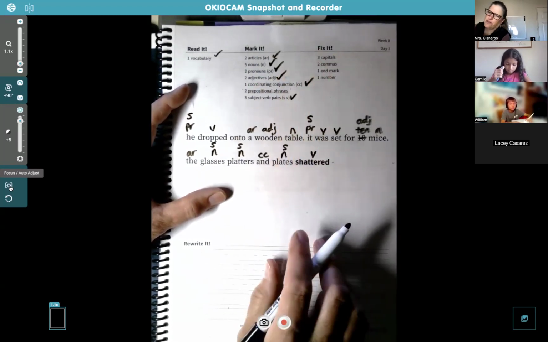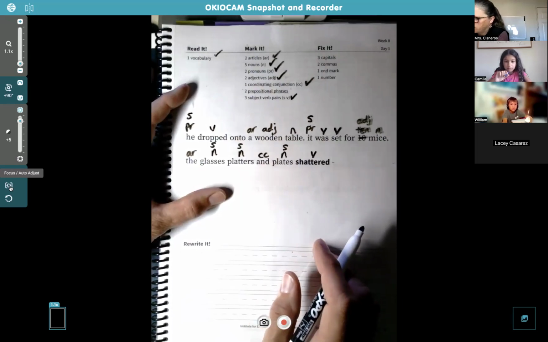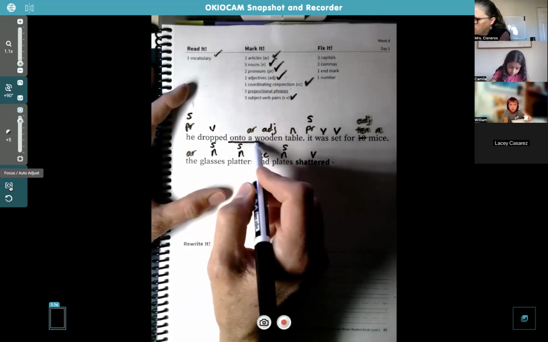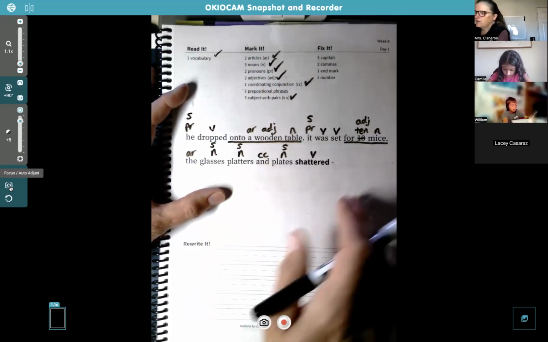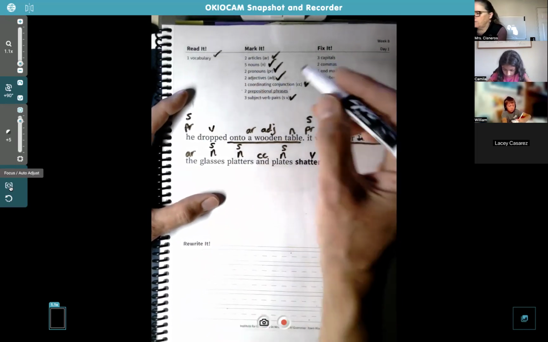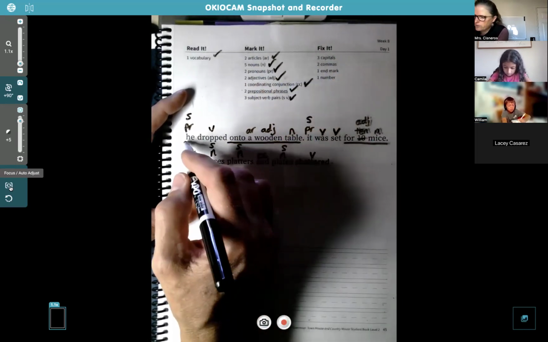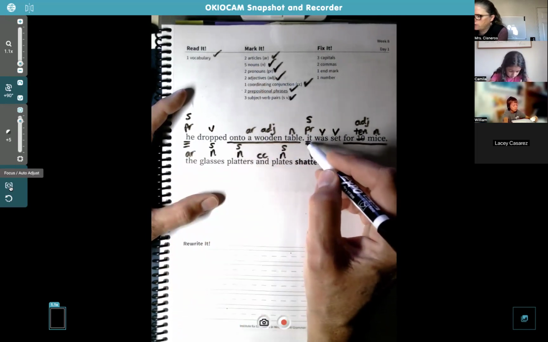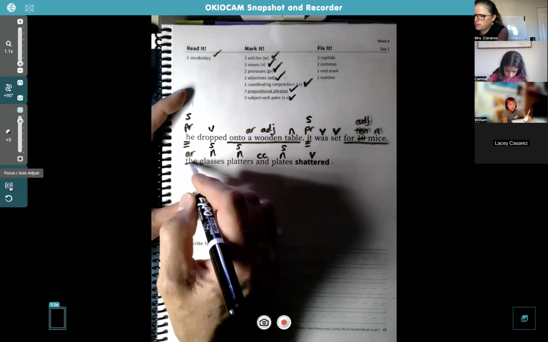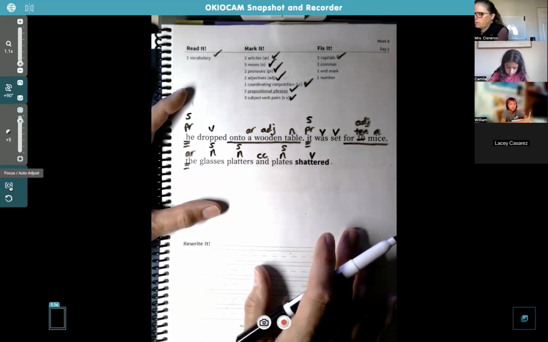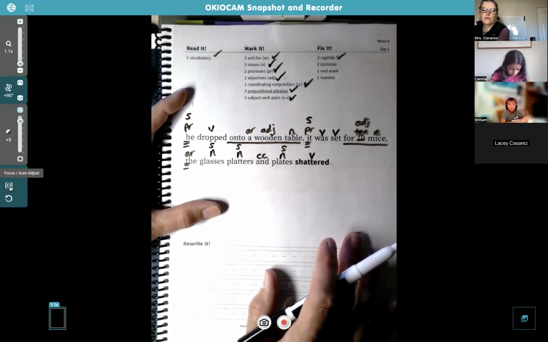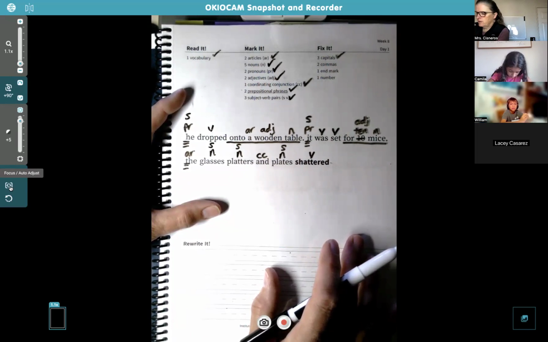Now we have the prepositional phrases. So, William, where are those? Onto a wooden table. Good. That's 1. For 10 mice. Excellent. Those are easy to find once you find everything else. So very good. 3 capitals, you guys can just mark those by yourself. I know you know where those are at. The beginnings of all the sentences. 2 commas. So Lacey, are we putting in commas or are we taking out commas? What do we need to do here? Putting in commas. Okay, good. Tell us where they go.